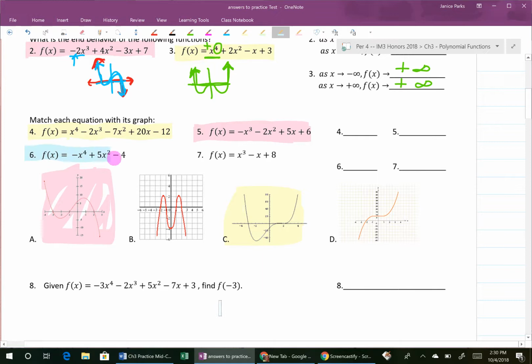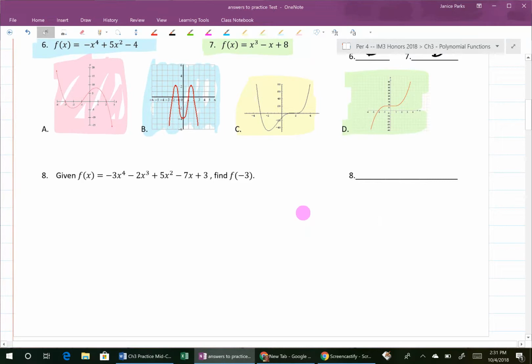For number 6, it's a negative x to the 4th. Both ends have to be pointing in the same direction, and they have to be pointing downward because it's negative. The last one is a positive x to the 3rd. It's going upward, with one end going up and one going down. So your answers to these are C, A, B, and D.